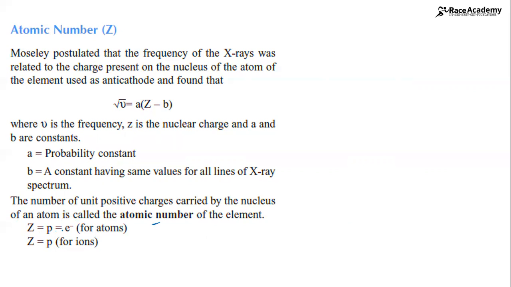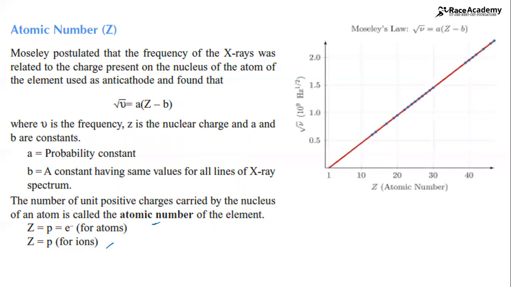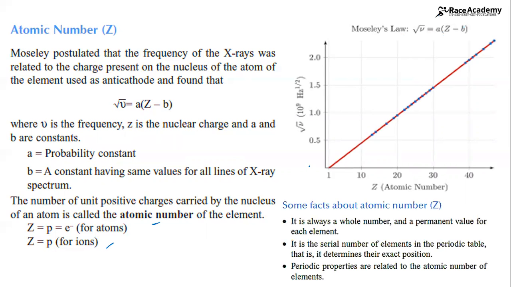Z equals the number of protons, which equals the number of electrons for neutral atoms. Z equals the proton number for ions. You can see the graphical representation: square root of frequency equals a into (Z minus b), and he has taken Z on the x-axis and square root of frequency on the y-axis to get this plot.